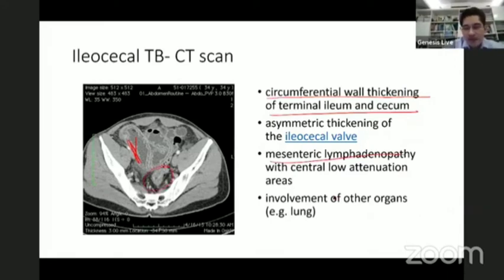Yeah, and involvement of other organs if there is a pulmonary TB. So CT scan ideally, if you want to ask what is the best investigation for this ileocecal TB or Crohn's disease, CT scan is a very good investigation. It gives you more information than an ultrasound.